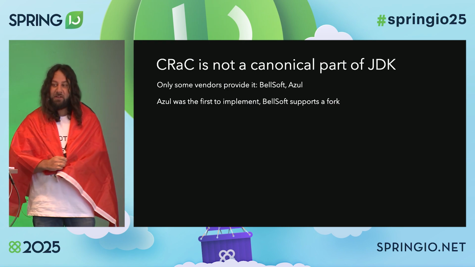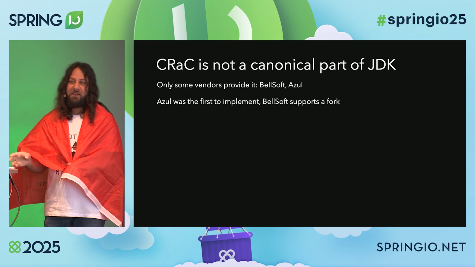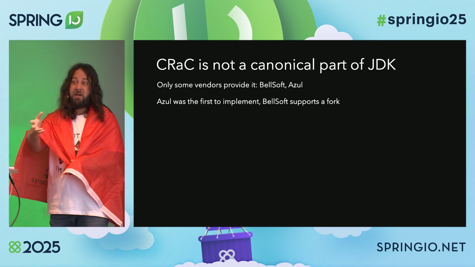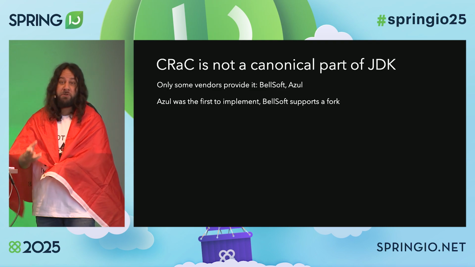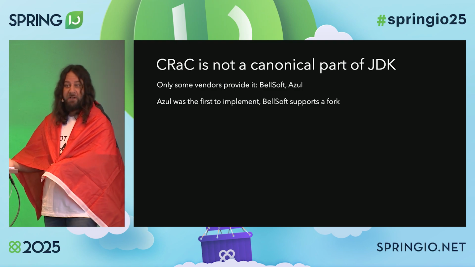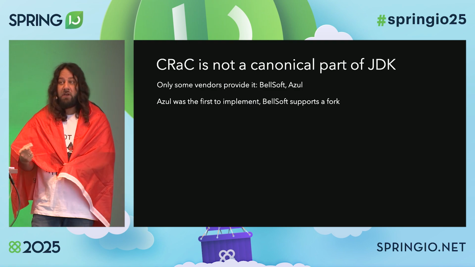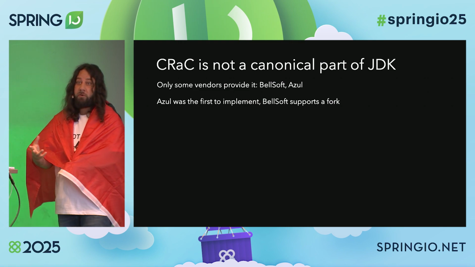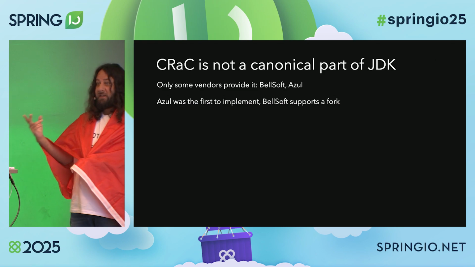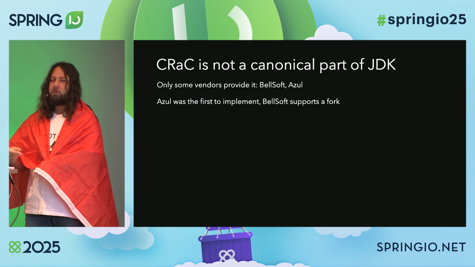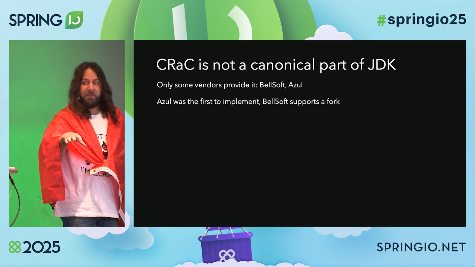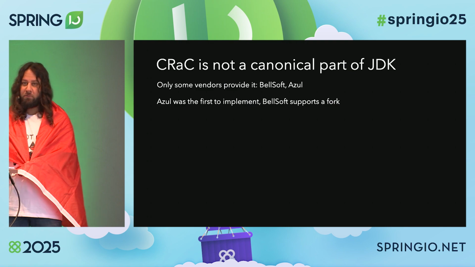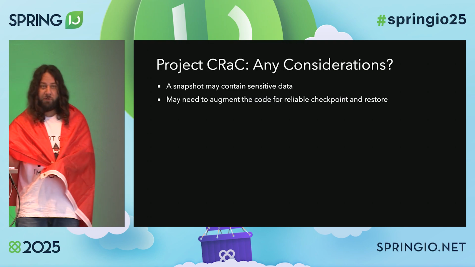CRaC is not a canonical part of the JDK. It means that if you download your JDK from, I don't know, Amazon, or OpenJDK from OpenJDK.org, or Temurin, whatever is popular these days, there won't be CRaC support in it. Actually, it will work on only 2 JDKs. First of them is Azul Zulu. They were the first to implement support for CRaC. And the second is ours. It's kind of an advertisement. We maintain a fork of what Azul did.